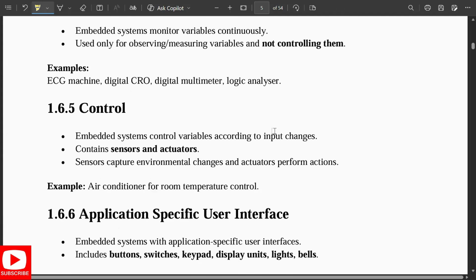In the controlling, embedded systems control the variables according to the input changes. So they contain sensors and actuators. Sensors capture the environmental changes and actuators perform the actions. So example is AC for a room temperature control.